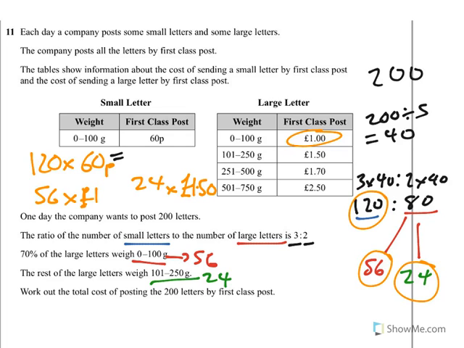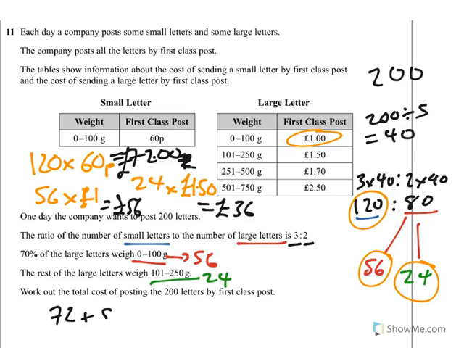120 times 60 pence is going to be 7,200 pence, which we can then write as £72. 56 times £1 is just £56, and 24 times £1.50 is going to be £36. So the total cost is going to be 72 plus 56 plus 36, and that total cost is £164. Make sure you give the units.